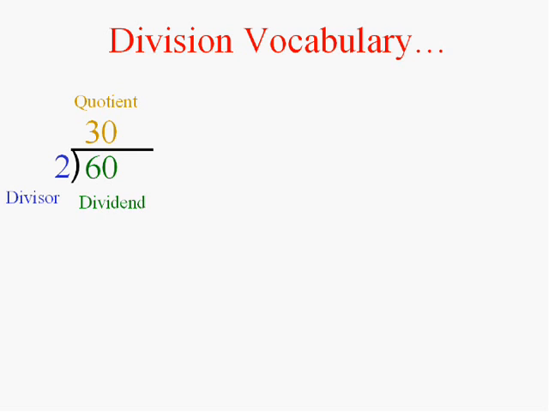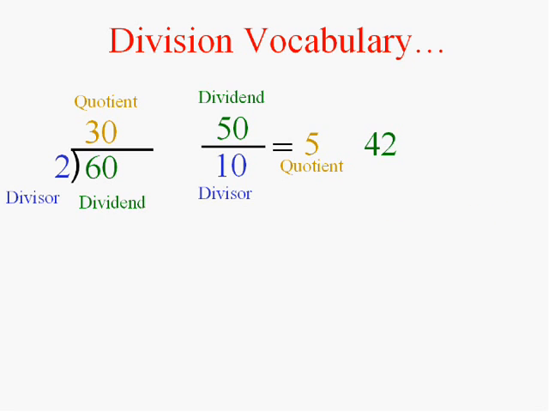Now they may look a little different sometimes. For instance, in this problem, you call it a fraction. You may call it a numerator and a denominator, but we can still say that 50 is the dividend, the guy getting divided, 10 is the divisor, the guy doing the dividing, and 5, since it's the answer, is the quotient. It may even look like something like this: 42 divided by 7 is 6. Well, this one's easy. There's your dividend. There's your divisor. And, of course, the answer is the quotient.